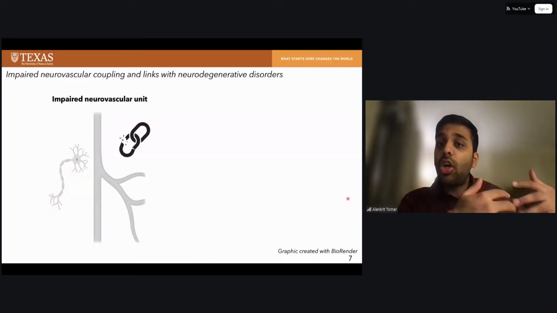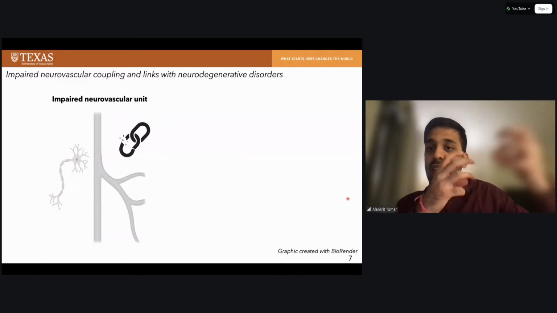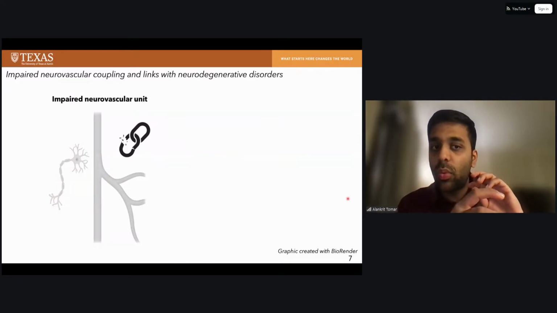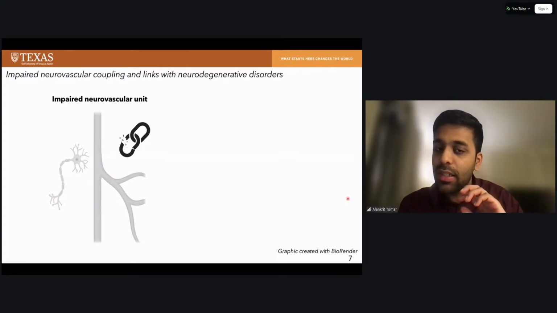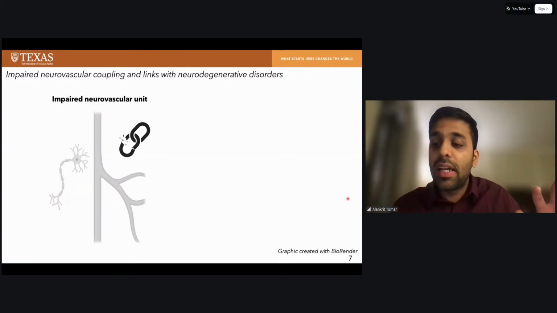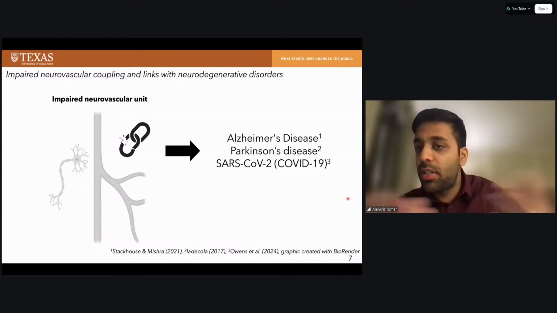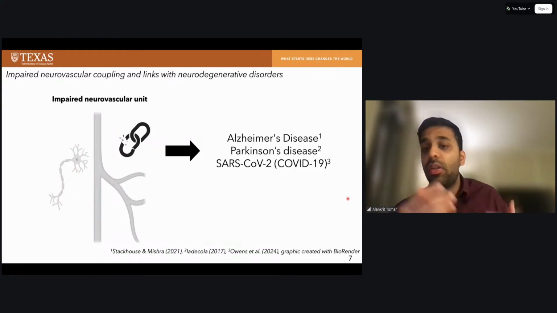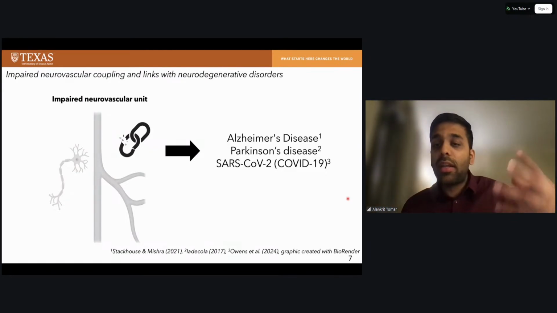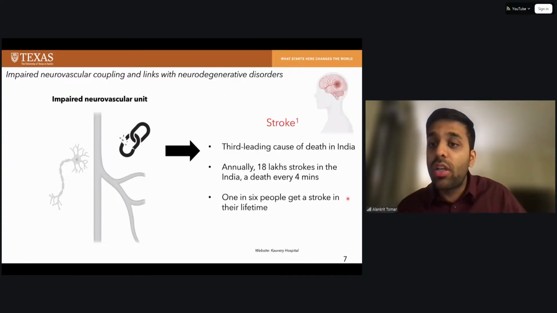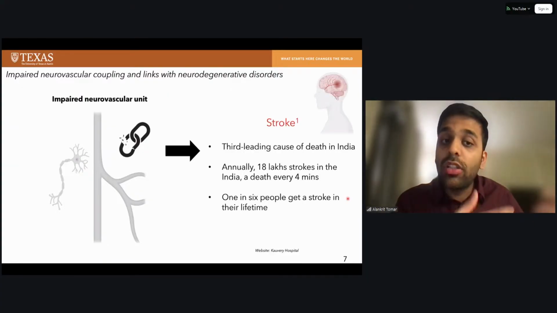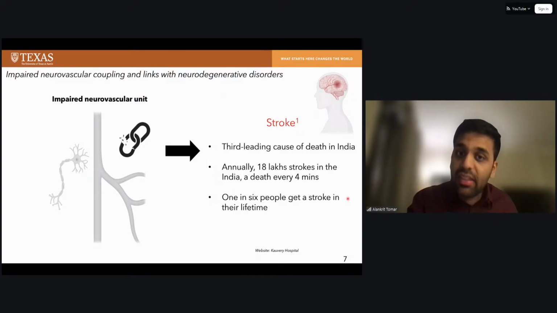But in a lot of diseases, this linkage or this coupling between neurons and blood vessels gets disturbed. And these include Alzheimer's disease, Parkinson's disease, and even COVID-19. But in my PhD, I focused on stroke and how the brain was impacted in the event of a stroke.